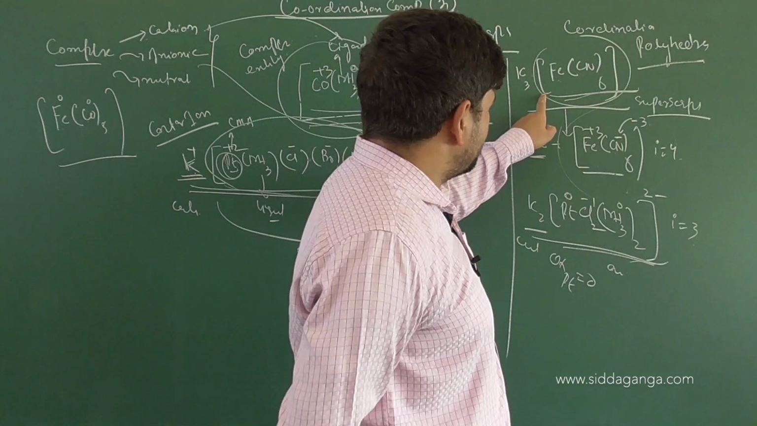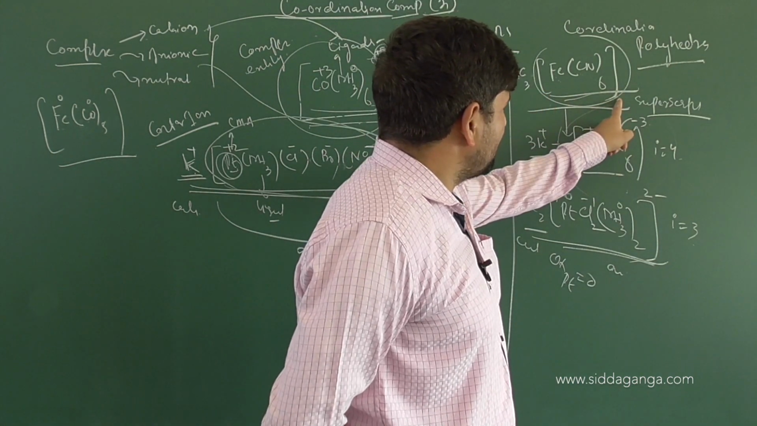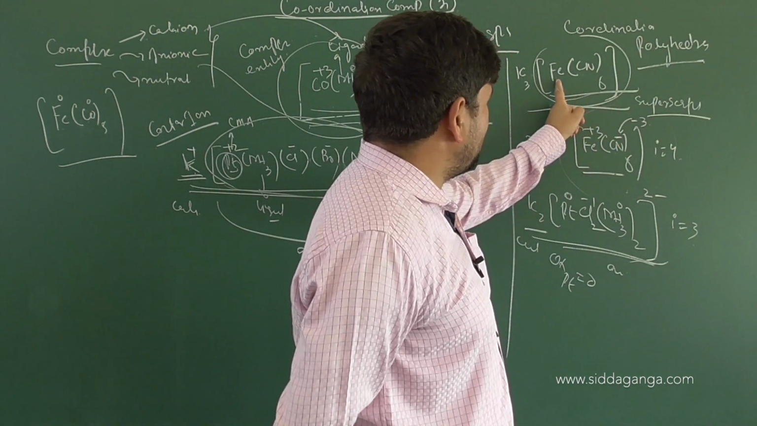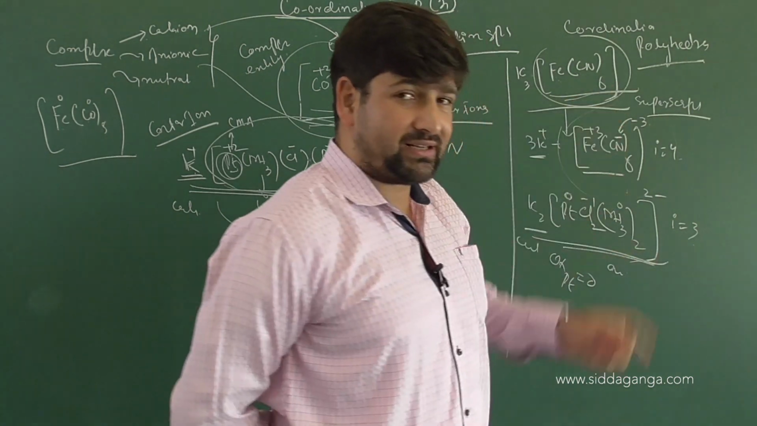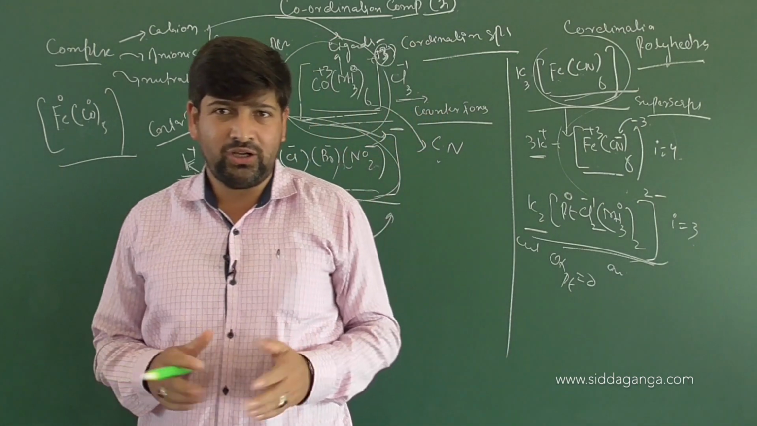So on the whole, children, when you show any coordination complex, what is this one? Counter ion. What is this one? Coordination sphere. What is this one? Central metal atom. What is this? Ligand. What is this? Coordination number. Right?